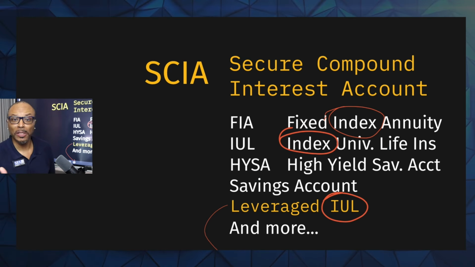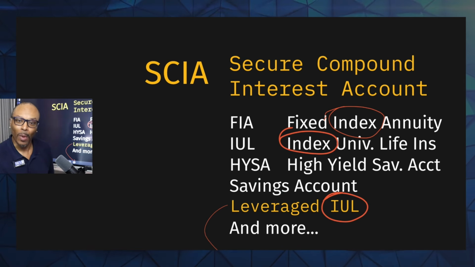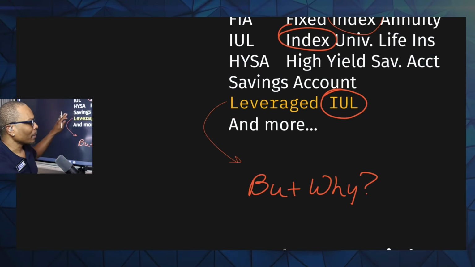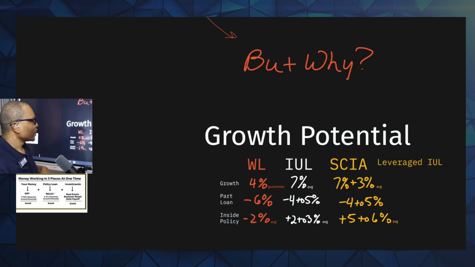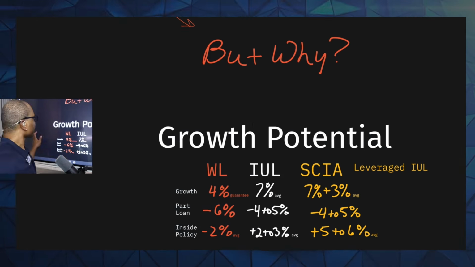Again, this is a type of life insurance. Most people in social media land have been hit with a whole life policy and infinite banking. Notice I don't have whole life in this list. Why is that? What is the reason? So again, why an IUL? Why a leveraged IUL? And what is it about a SKIA that makes it something I want to go through or break down?